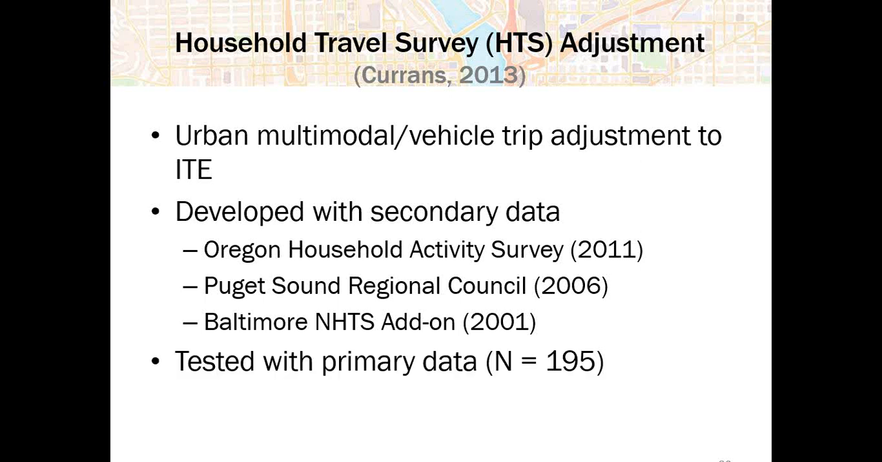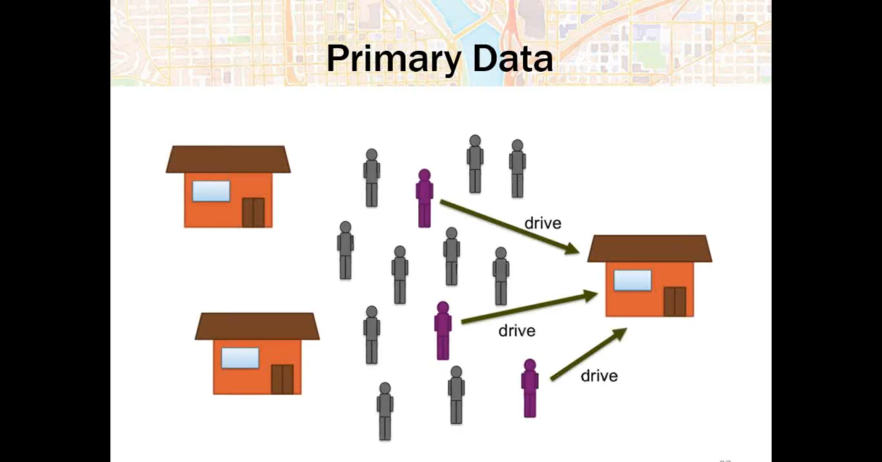I also collected some primary data in order to test this method. I had 195 points spread across 13 different land uses. And the output of the study was multiple models for 9 different land use types. So to review the difference between primary and household travel survey data, I just have a few graphics to show you.